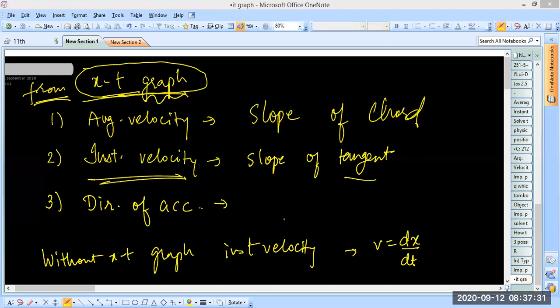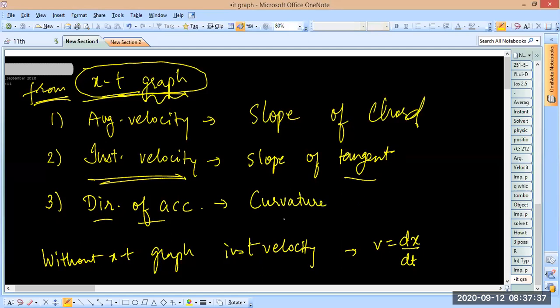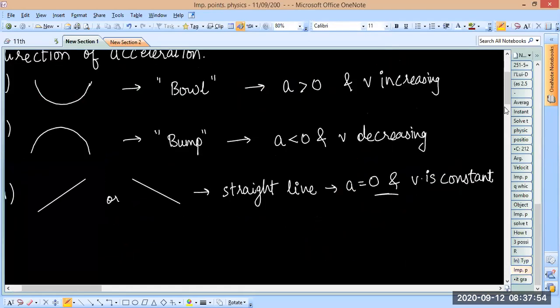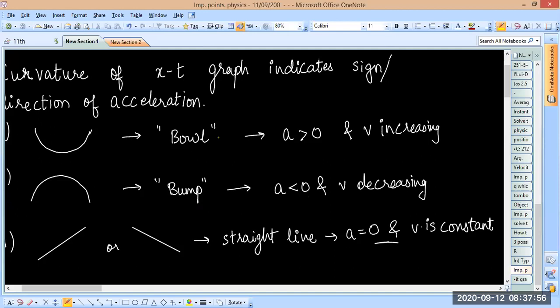People, we come to know about direction of acceleration by the curvature, right? Curvature, that is how the graph is curved. Bowl or bump, correct? All right, everyone. Okay, direction of acceleration. See, these are the important points that I sent you yesterday. Look at this. Come on, people.